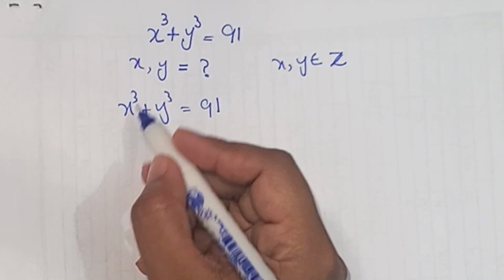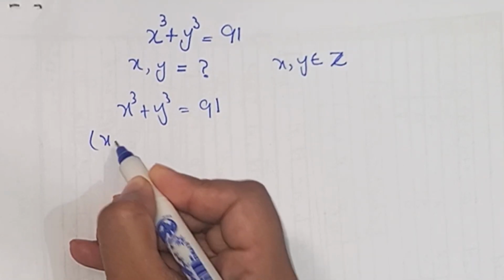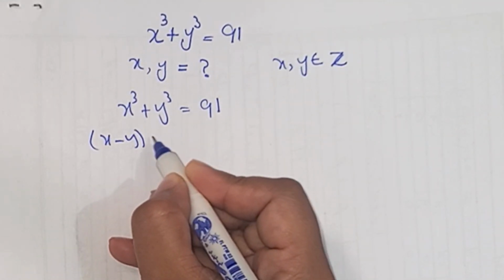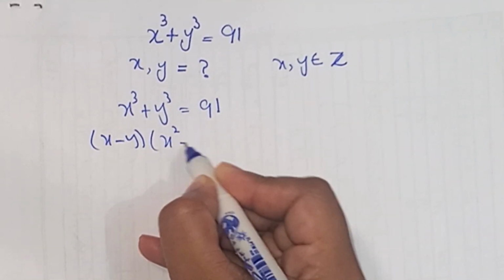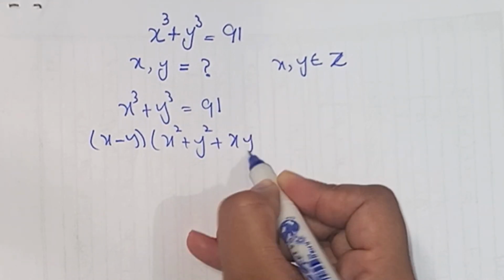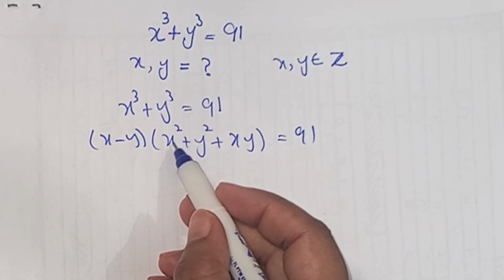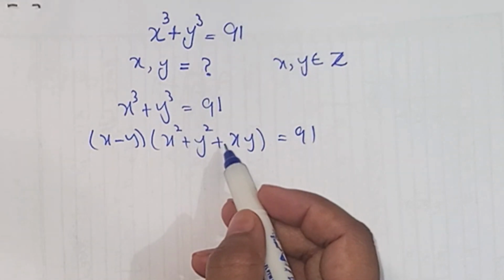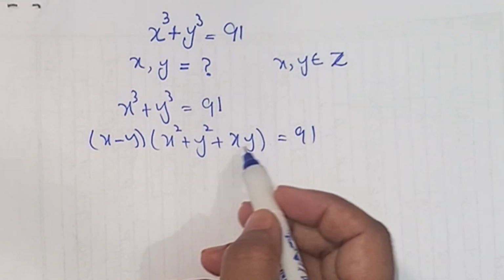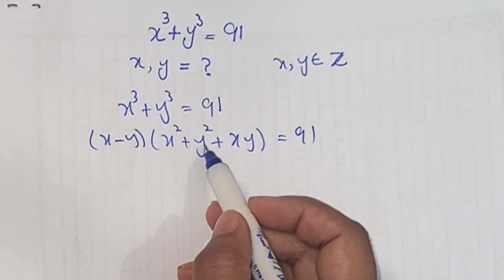And we know that x cube plus y cube is equal to (x minus y) multiplied by (x square plus y square plus product of xy), and it's equal to 91. Now look at this. This is x square plus y square plus product of xy. Now look at this. This is x square plus y square.